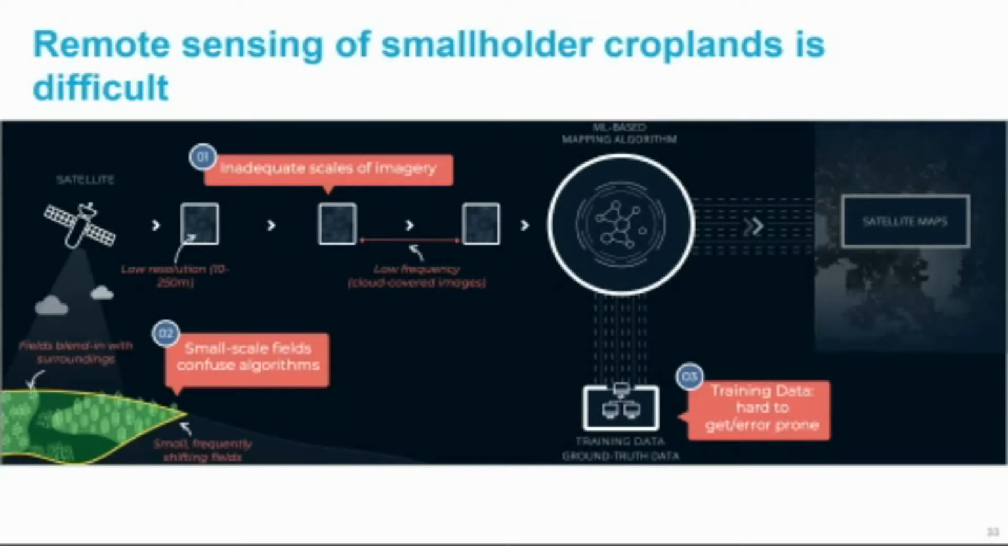Those algorithms themselves require large amounts of training data, or ground truth data, which are basically examples that we show the algorithm so that they can learn to detect patterns within the imagery. Such data are very difficult to collect on the ground. It's expensive and they're often error-prone themselves. So the mapping enterprise itself is quite a challenge.